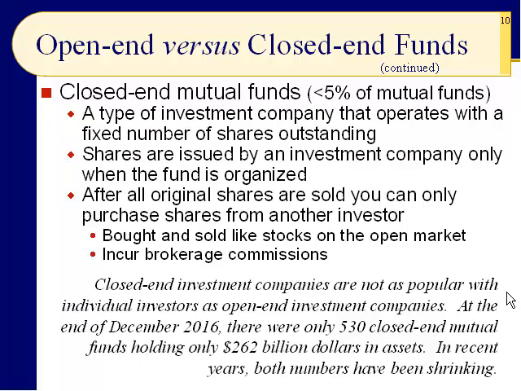Closed-end investment companies are not as popular with individual investors as open-end investment companies. At the end of 2016, there were only 530 closed-end mutual funds holding only $262 billion. So you see, the open end, there were 9,500 holding $16.3 trillion. That's $16,300 billion. Whereas in recent years, the number of closed-end funds is falling, and now there's only $262 billion in assets. Did I say that right? 16.3 trillion is 16,300 billion, right, as opposed to 262 billion in the closed-end funds. So closed-end funds are shrinking, yes.